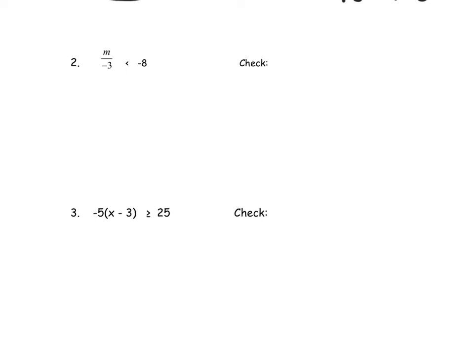Our next inequality says that m divided by negative 3 is less than negative 8. So some number divided by negative 3 is less than negative 8. So let's start solving. We're going to go ahead and build our wall. And since I see that I'm dividing by negative 3, that's what I'm given, I have to do the opposite. I have to multiply by negative 3 on both sides. So these 3's cancel out, leaving my m, which is what I want on this side, and negative 8 times negative 3 would be a positive 24.